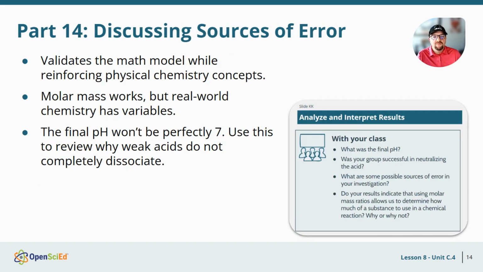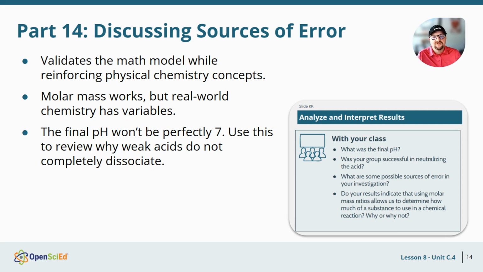Our final key moment is part 14. Students complete their successful retest using the 0.89 grams of base, dip their pH strips for confirmation, and take note of slight variations during the class consensus discussion. This variance validates their mathematical model while reinforcing real-world physical chemistry and the stubborn properties of matter.